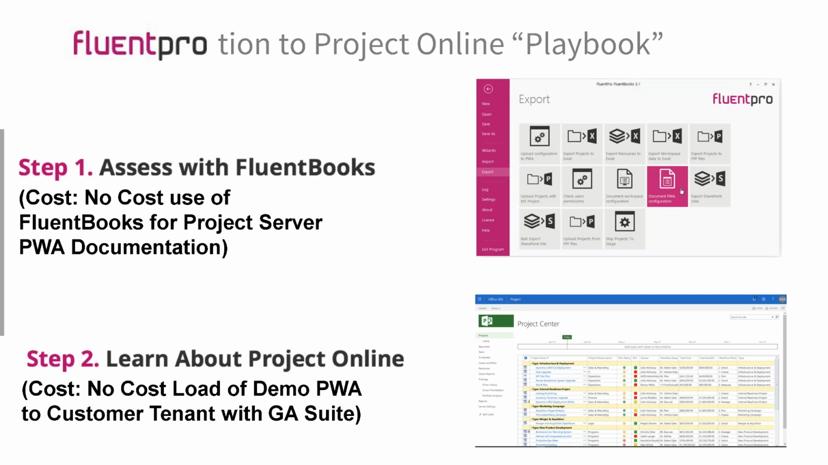So the first thing is assessment. In assessment, the first thing that you can do is document the PWA configuration in Project Server. What we will be providing at the end of this month is no-cost use of FluentBooks for Project Server PWA documentation for migrations. So if you're entering a migration to Project Online, you can make contact with FluentPro in order to receive a documentation copy of FluentBooks. And we can use that output to help you or your partner define the migration strategy.